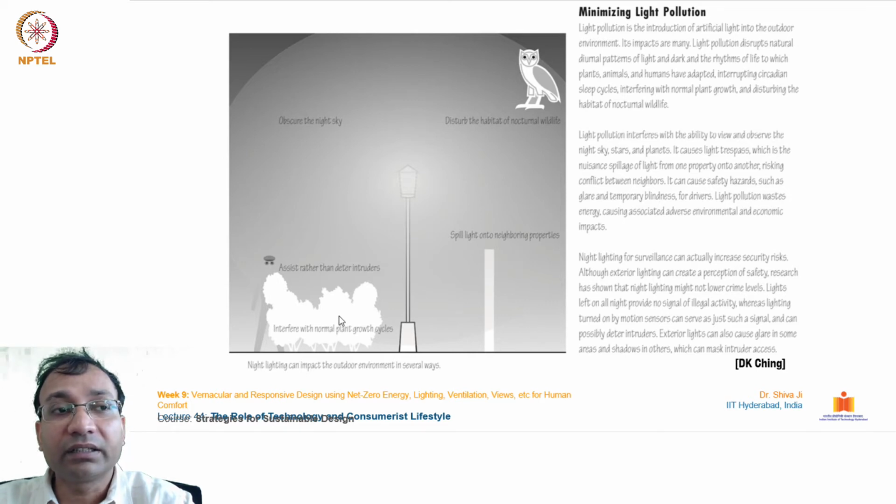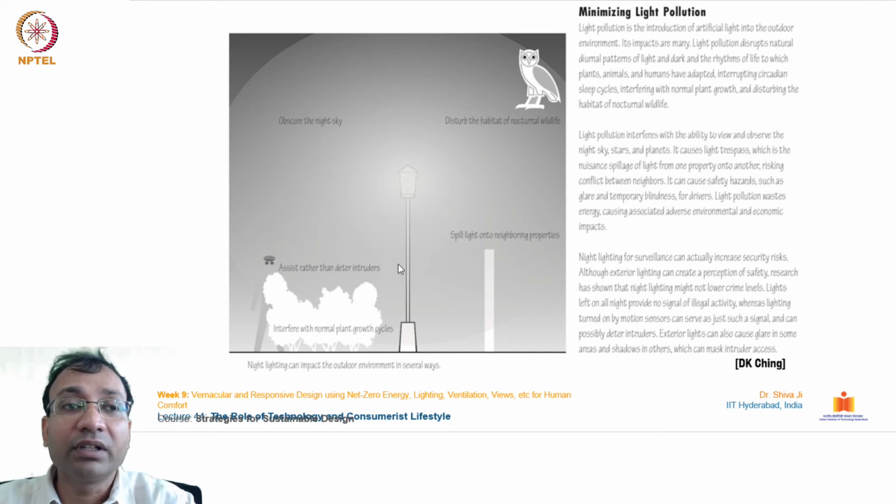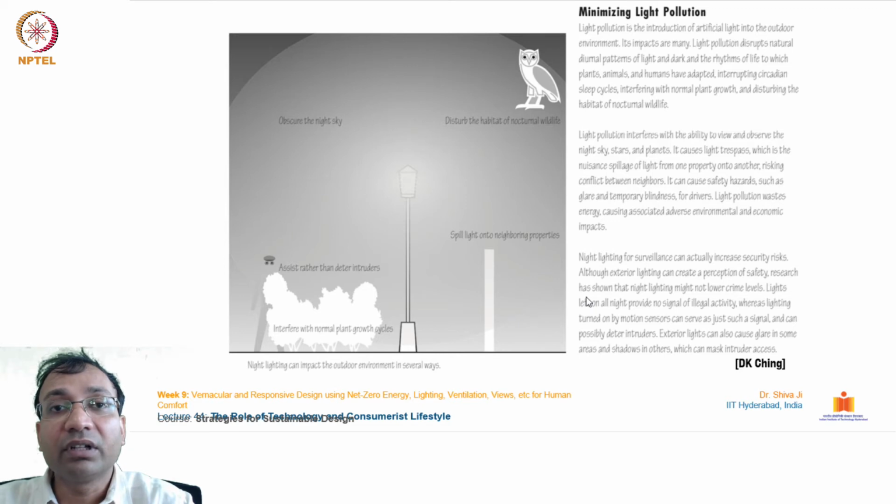Secondly, these plants also feel a disturbance, because along with these birds and other nocturnal animals, these plants also have their daily cycle when they go for rest, and you may have heard plants also excrete CO2 in the night time. So this spillage of light in excess in the night time disturbs their cycle also. And then again, spilling of the light into neighboring properties creates an unnecessary lighting condition for the neighbors.